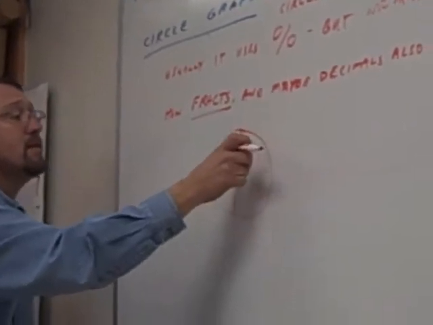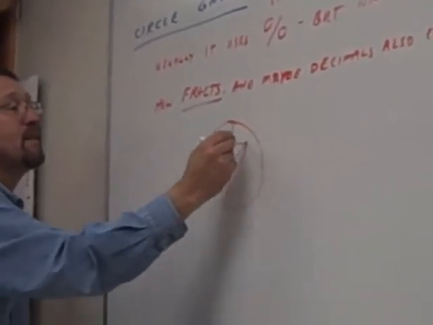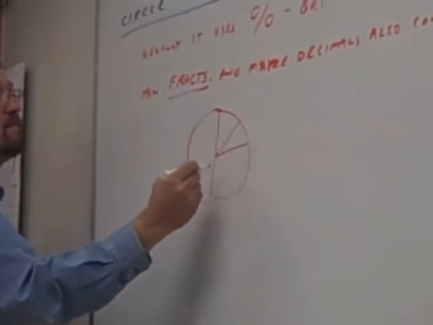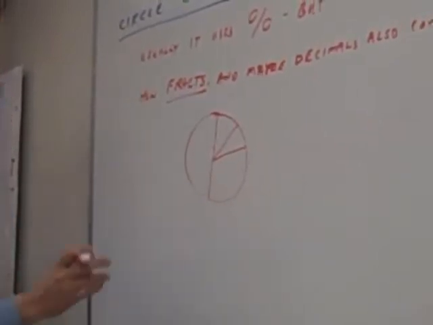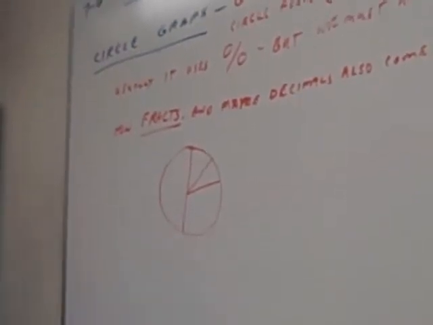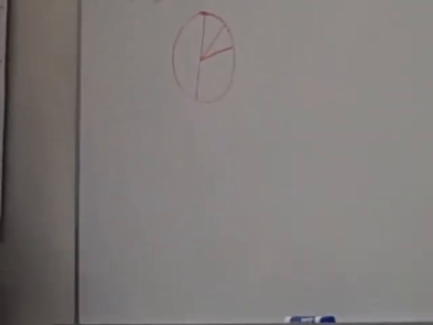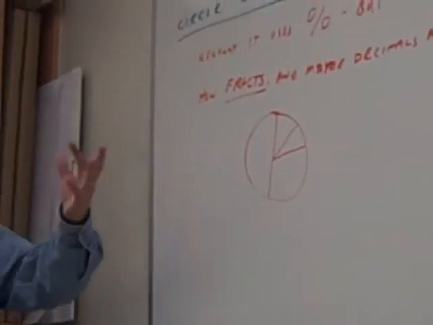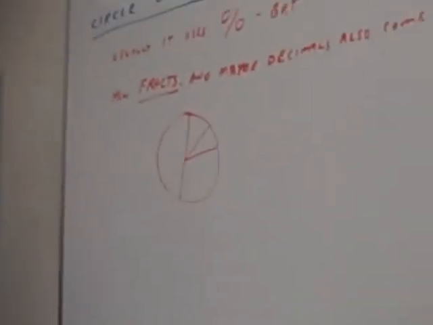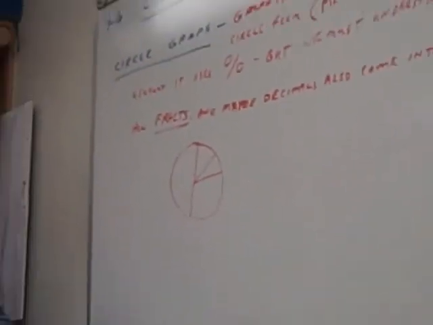That's not very good. I touched it with my finger. Pie charts or circle graphs are a circle and you have pieces cut out of it. Not all the pieces are in equal form. Thus, we have different amounts for each piece. Okay.